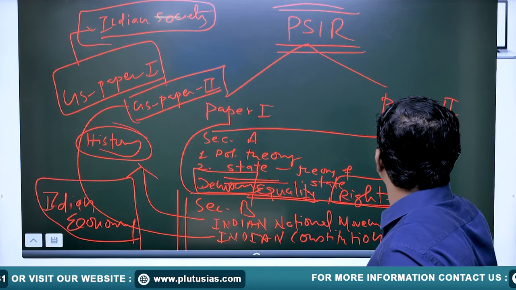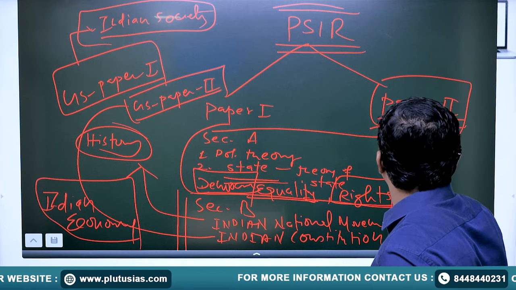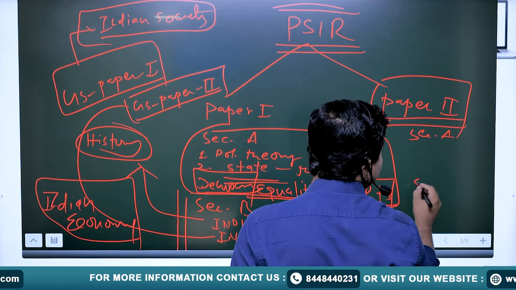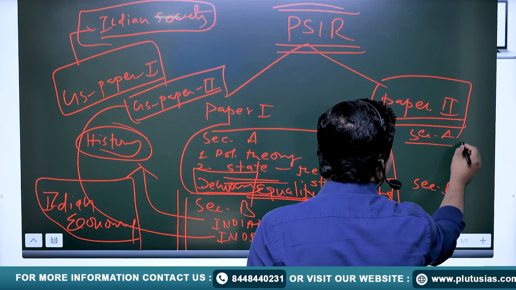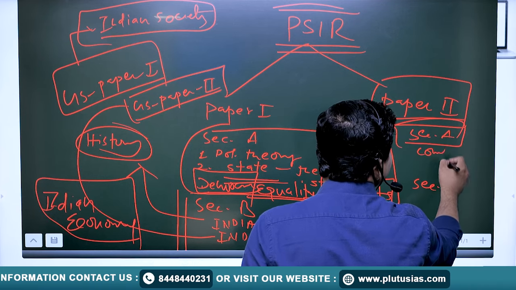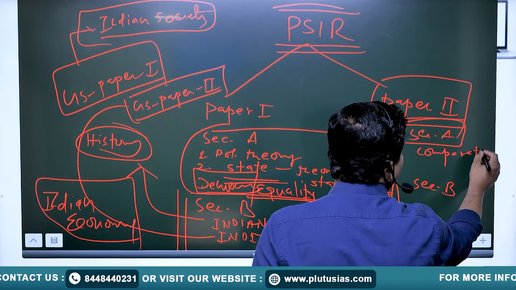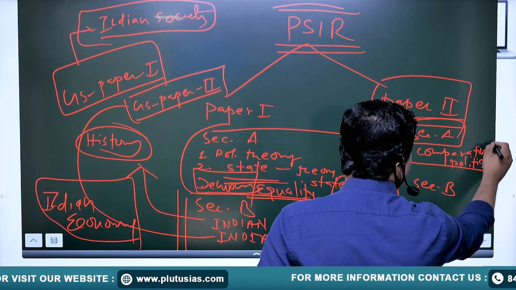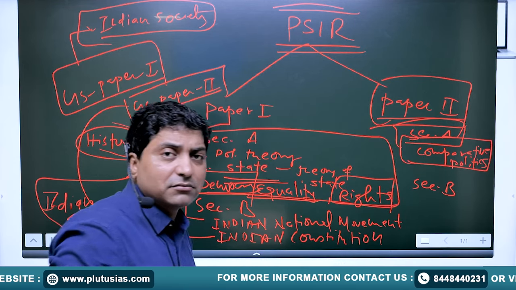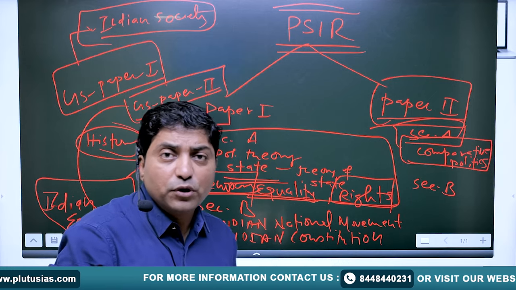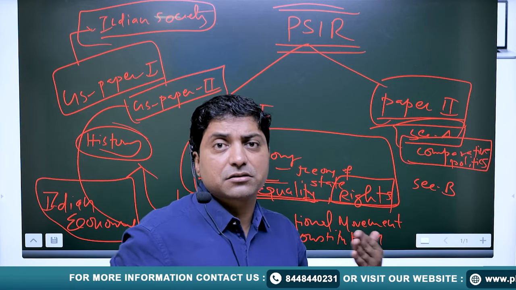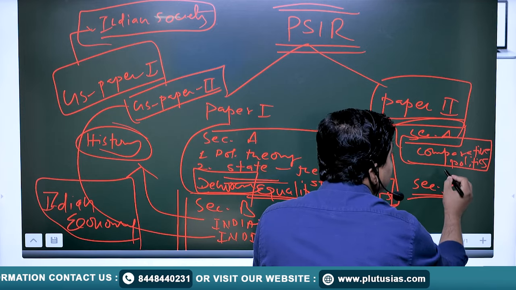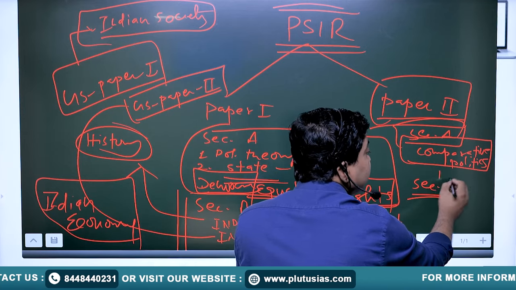Now come to paper 2. Here again there is a section A and section B. Section A is comparative politics, which is very much a static one, and only full toss balls come here. You just make a 6 or 4. Now section B, then section A also covers international relations.